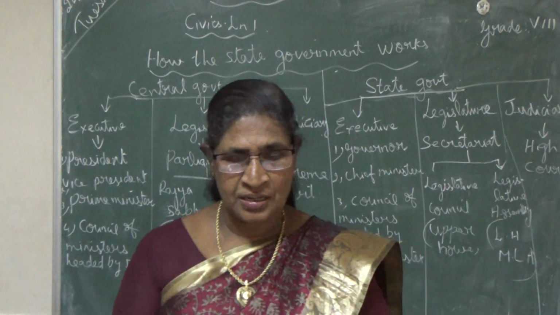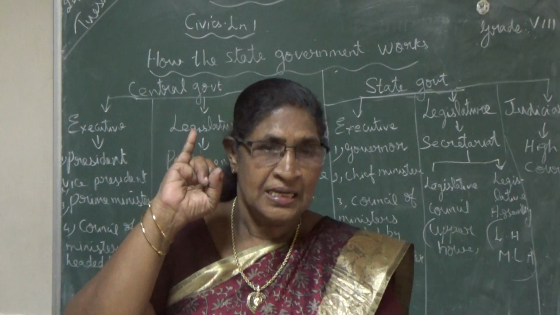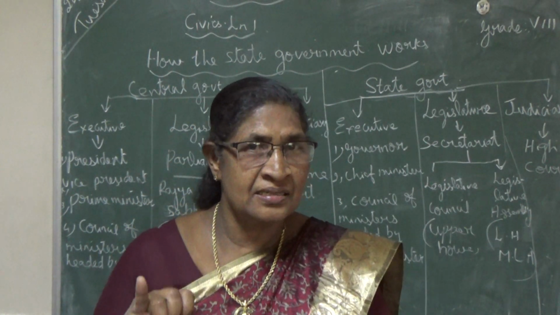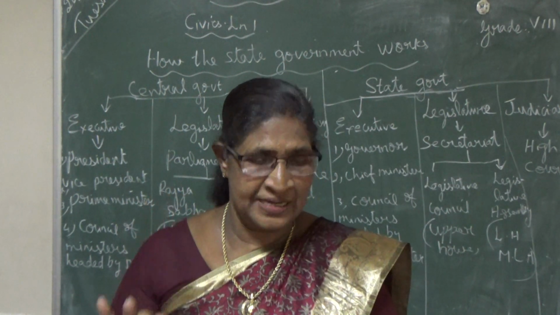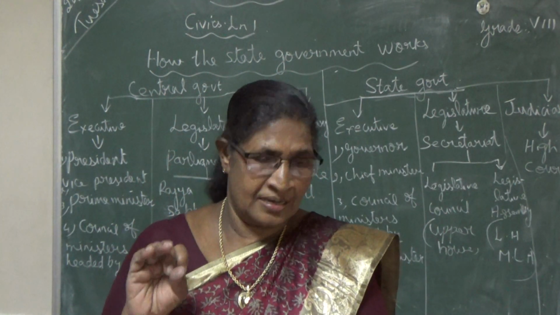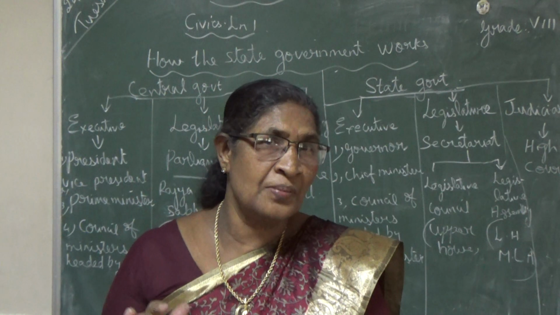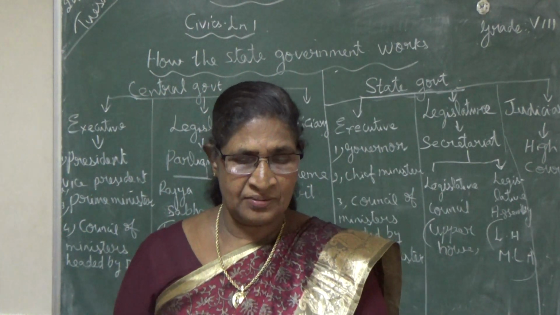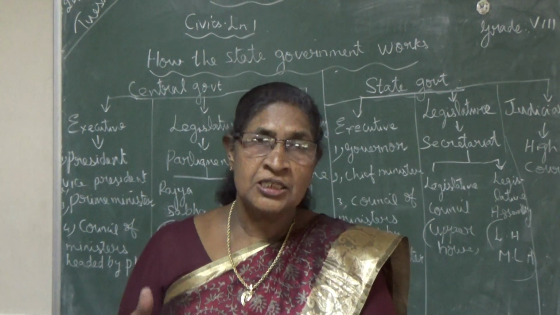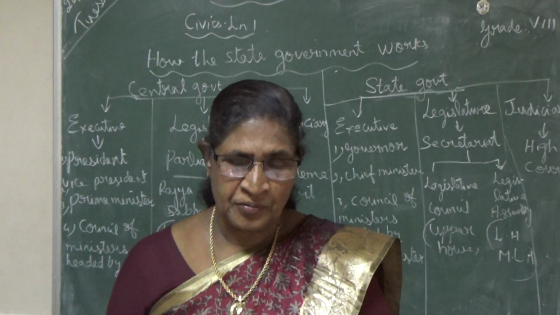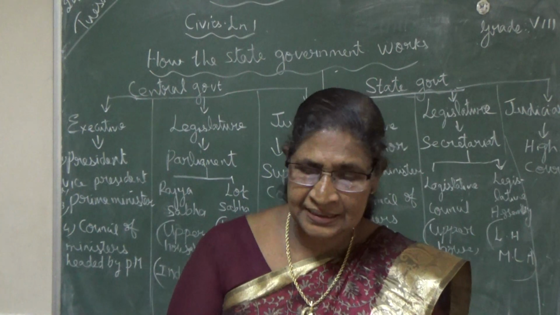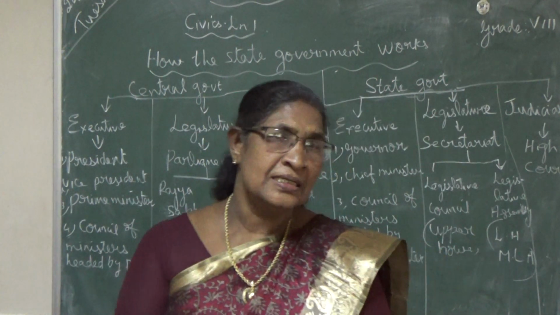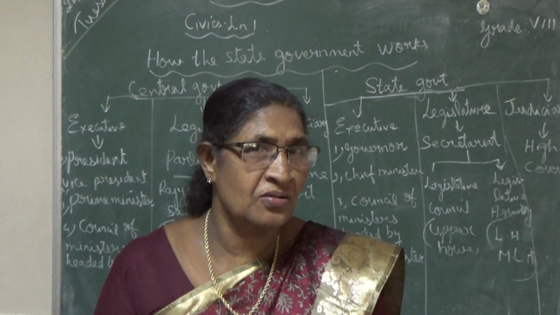Say once more, what are the qualifications of a governor? He must be a citizen of India. He should have completed 35 years of age. Then he cannot be a member of the parliament or the legislature of the state. He should not hold any office of profit. Then a person is not appointed governor in his own state. These are the qualifications of a governor.